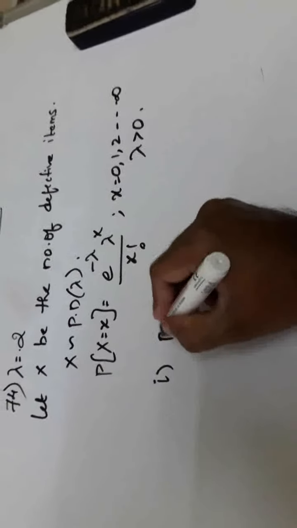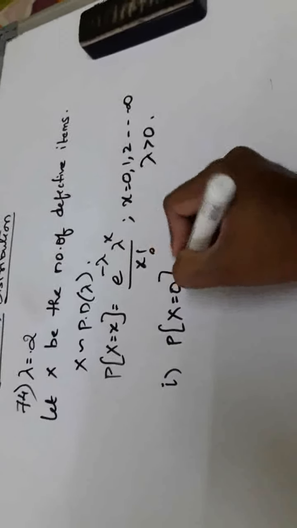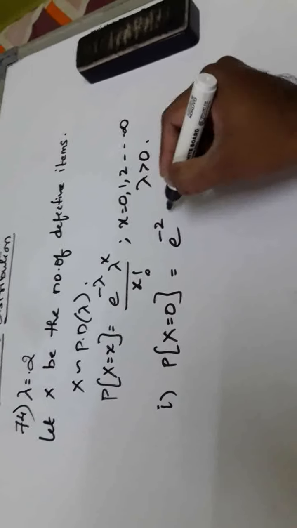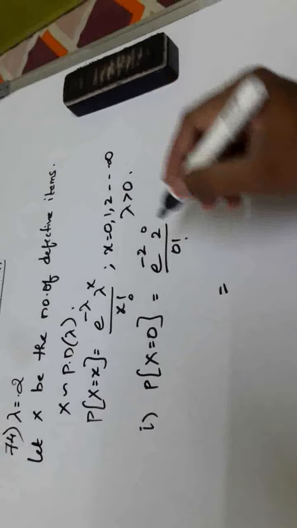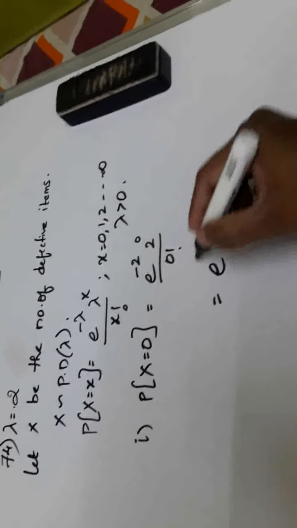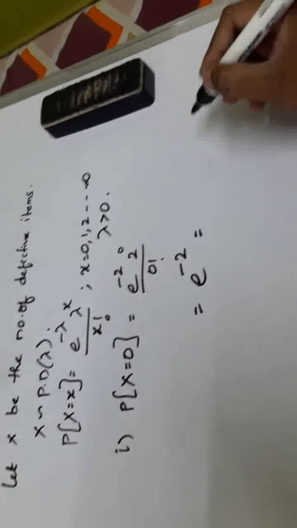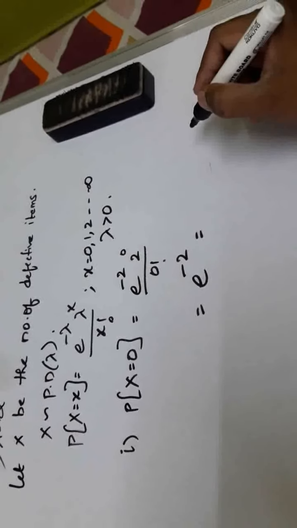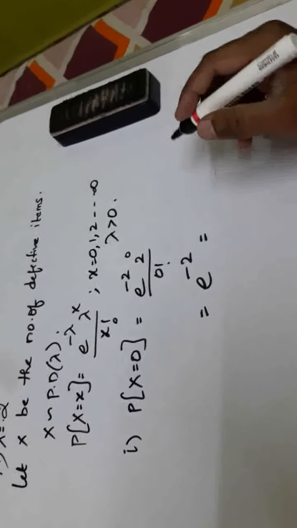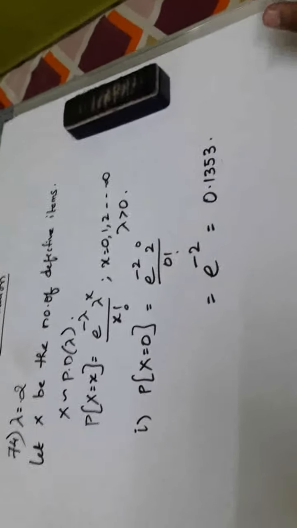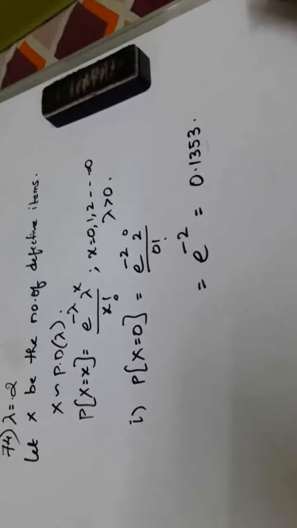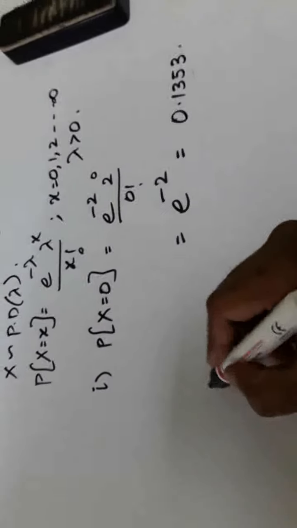Question number 1, no defectives, that means P of x equals 0. Lambda is given as 2, so e power minus 2, 2 power 0 by 0 factorial. Anything power 0 is 1, 0 factorial is 1, so e power minus 2. What is this value? e power minus 2 is 0.1353. You can use a scientific calculator or the Poisson tables. e power minus 2 is 0.1353.